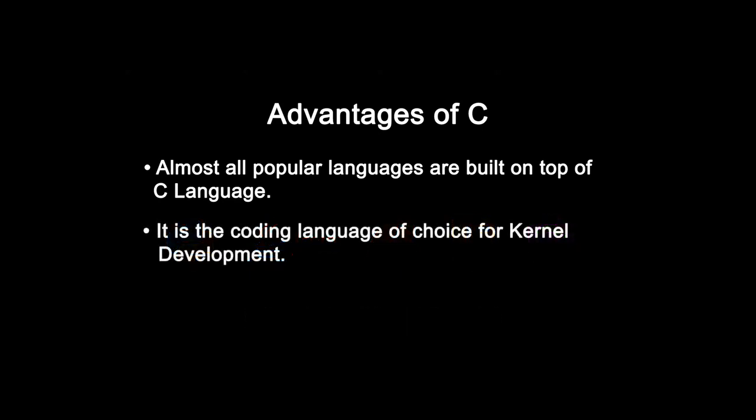Secondly, it's the coding language of choice for kernel development. A kernel is the central part of an operating system. It manages the operations of the computer and the hardware, most notably memory and CPU time. So if we need something that needs to be fast, like an operating system, or something that needs to have very close access to hardware on your machine, C is the first language that we choose for this purpose. Ultimately, C is used most often in kernel development.